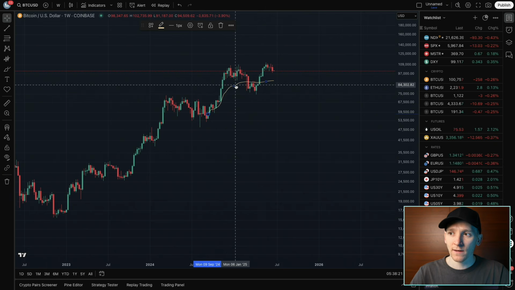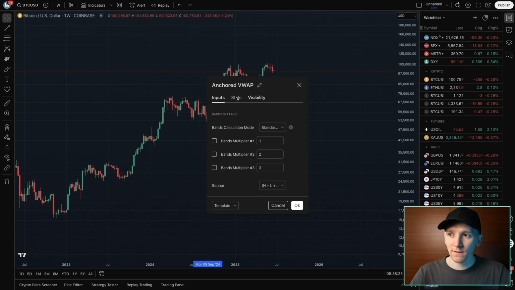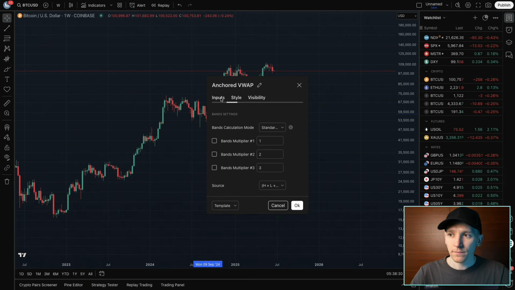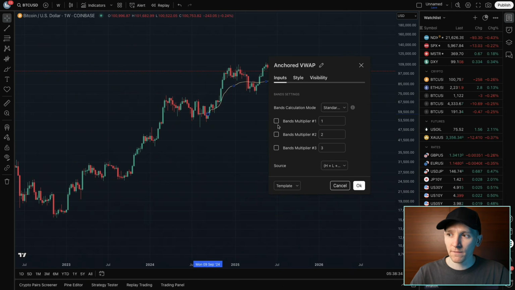Now what you can do is click the indicator itself. You can come up to settings here, and then we can choose the settings. Now the style is completely up to you. Just put the color on that you want. Inputs is also up to you. Now I think the anchored VWAP comes initially with the bands on. What this is, is standard deviations away from the actual indicator itself. So you can think maybe a little bit like Bollinger Bands and you get these on.